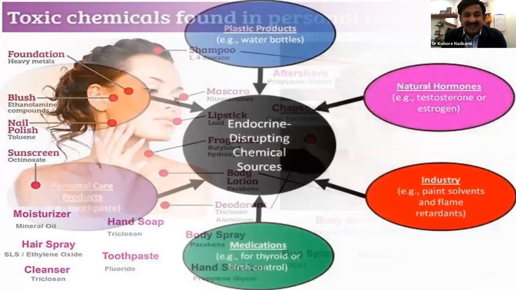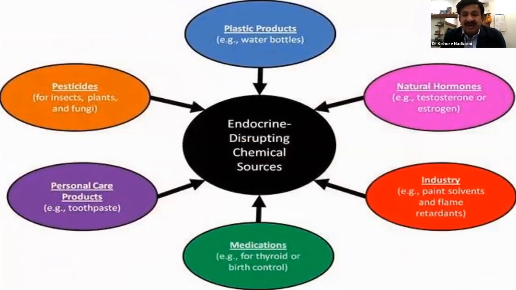Personal care products, plastics, the industry solvents, the contamination of water, endocrine disrupting chemicals, pesticides that we use in plants, all of these plastic products, bisphenol A, bisphenol S, these are chemicals which are used to harden or soften the plastic. That is why the plastics are now being shunned, and they are also responsible for infertility to some extent.